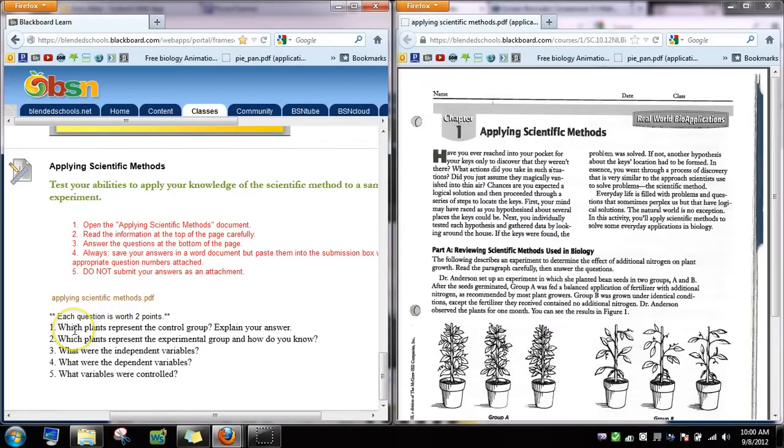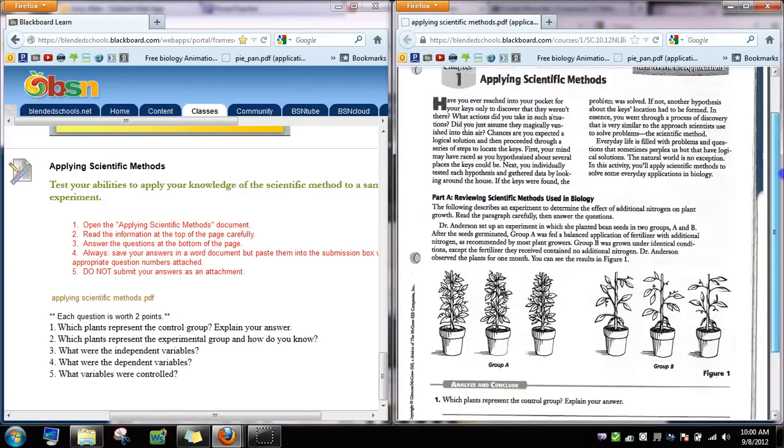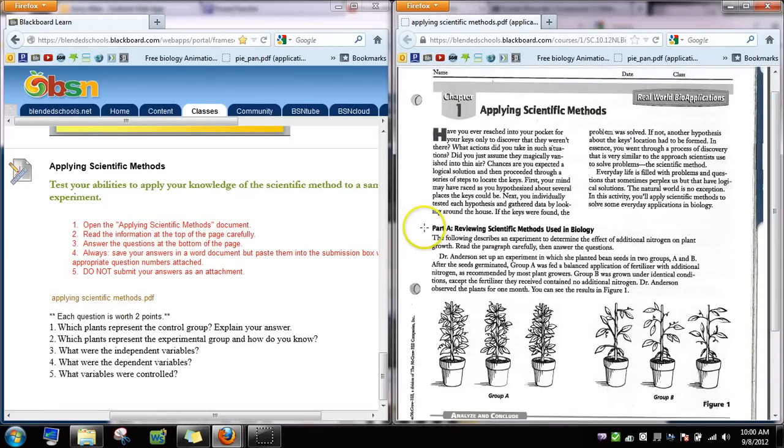So your questions for the assignment are down here. There are 5 of them. Only 2 questions appear on the actual worksheet. What you really need to focus on are the situation under Part A and the figures that you see here, the plants. So your questions to answer are, which plants represent the control group? Explain your answer. Number 2, which plants represent the experimental group, and how do you know? Number 3, what were the independent variables? Number 4, what were the dependent variables? And number 5, which variables were controlled?